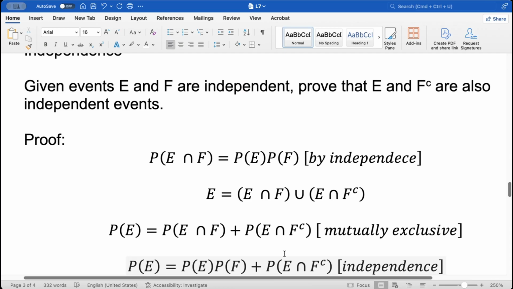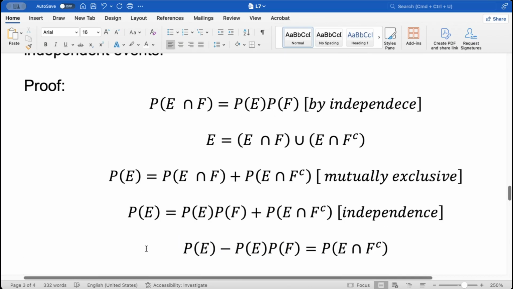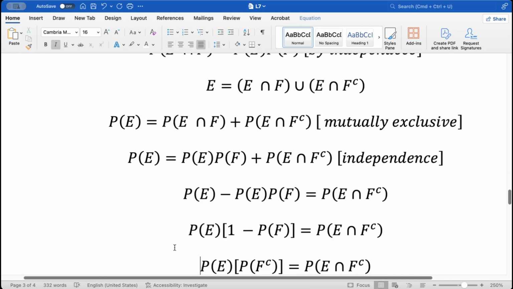And so we want to show that E with F complement, those are independent. We have to break down this intersection into the product. So we're going to subtract the probability of E times the probability of F. We're going to bring that over to the left-hand side, and then we're going to factor out the probability of E, leaving us with 1 minus the probability of F. Now, that is the way to calculate the probability of a complement. The probability of F complement is 1 minus the probability of F, everything else. So 1 minus P of F is the same as the probability of F complement.